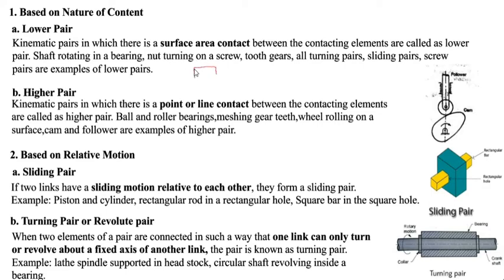You take a nut. This is the nut. Take the nut, this is the screw. You have to insert the nut here. This is surface area contact. You see, that time only nut and screw will tighten. Surface area contact.